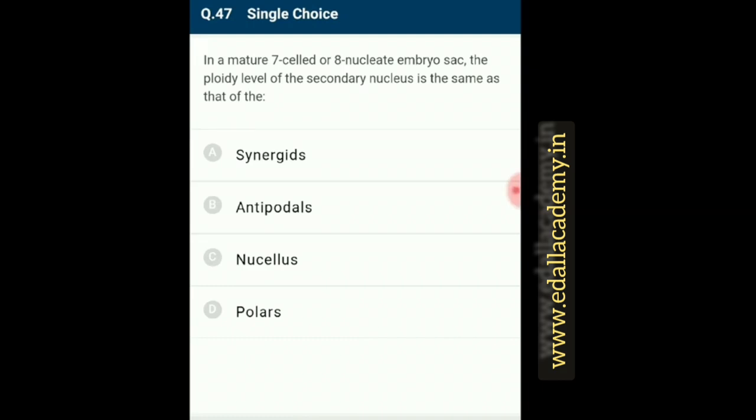The female gamete is surrounded by two synergid cells, which help in the fertilization process and are present at the micropylar end of the sac. In the center of the sac, the polar nuclei is found, which is a cell with two nuclei. The ploidy level of synergids, antipodal cells, and female gamete is haploid, but the polar nuclei is diploid. It is similar to the nucellus, that is diploid tissue cells which have not participated in the megasporogenesis process. So the answer is option C, nucellus.